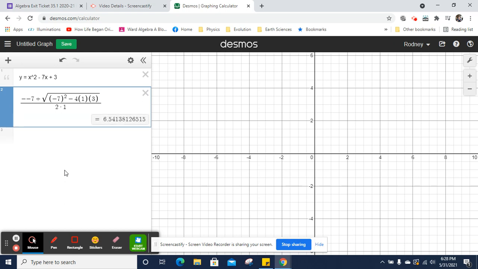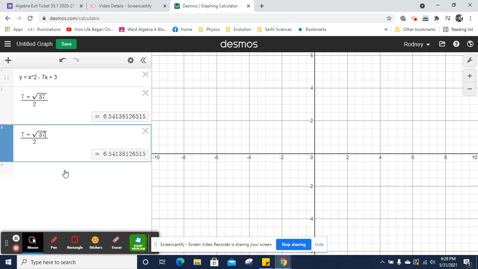Now, we already worked out that this stuff up here is 49 minus 12. So 49 minus 12, which will be 37. And 37 is a prime number. We're not getting a neat and tidy square root out of that. We can clean up 2 times 1 as 2. We can clean up negative 7 as just positive 7. And now we just need the negative version of this as well. And there you have exact answers, 7 plus or minus the square root of 37 over 2.